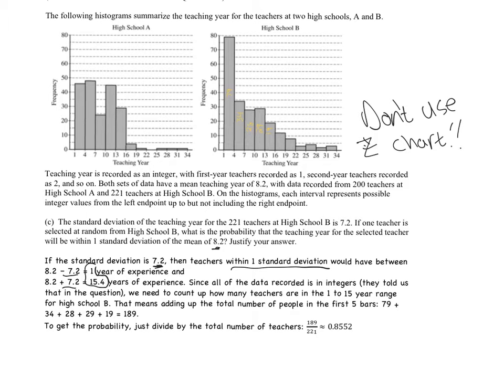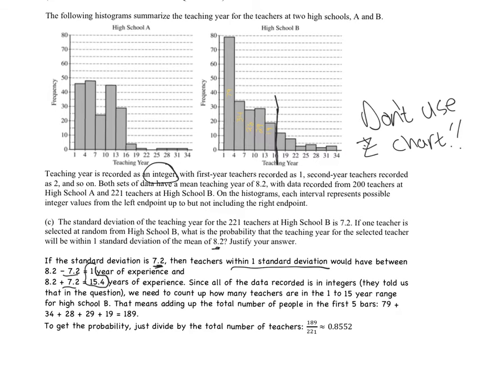We just need to count how many teachers there are from 1 to 15.4 years. And the numbers in this data set are all integers. They told you they're only going to record these values as integers. So we really just need to count all the way up to this point, and that total will be how many teachers we're talking about, how many people we're talking about.